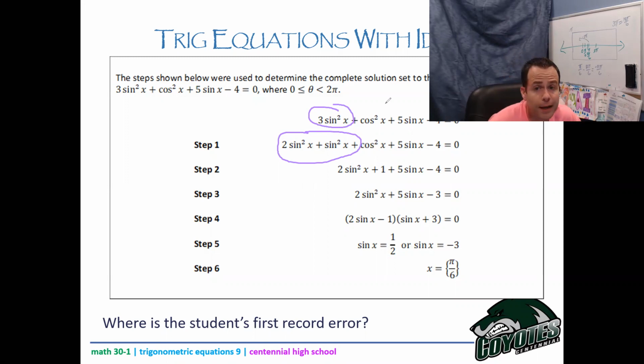There is no mathematical error here. Breaking 3 into 2 plus 1 is totally cool. We do that in composition all the time. Now, if you're wondering why the student did that, it's because then they looked at this guy, which is sine squared plus cos squared, and they changed that to a 1. That's why they chose to do it that way. Okay, so everything they've done here is actually fine so far.